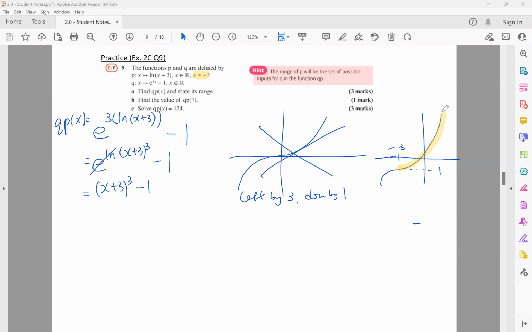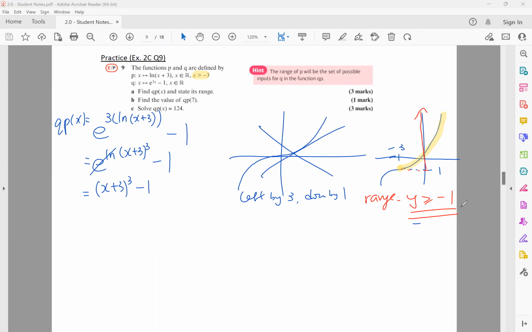Okay, so the range. If you look at the range, we know that part of the graph is what we need. The range is the y-axis. The minimum point is here, minus 1, and it goes up and up and up forever. So therefore, the range is y greater than or equal to minus 1.